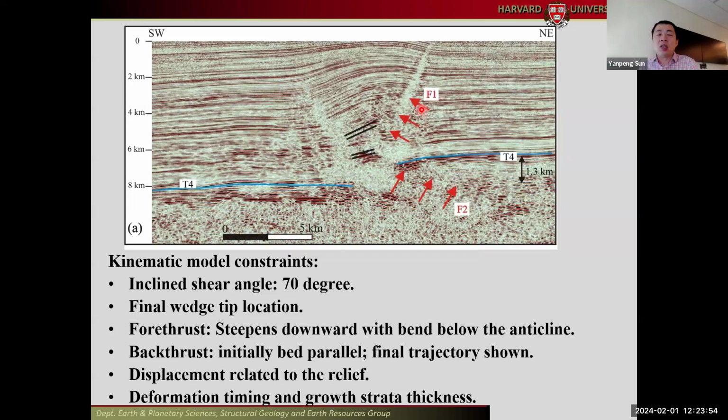For example, including the initial fault geometry setup, the inclined shear angle selection, or the final wedge tip location, as well as the amount of displacement you apply, and then how that relates to the relief, depending on the fault dip angle. And also in this example, you've got both the pre-growth and growth strata. So it's really defining the deformation timing and applying the growth strata into the modeling process. So basically, I tested a series of parameters and tried to find the best fit example.